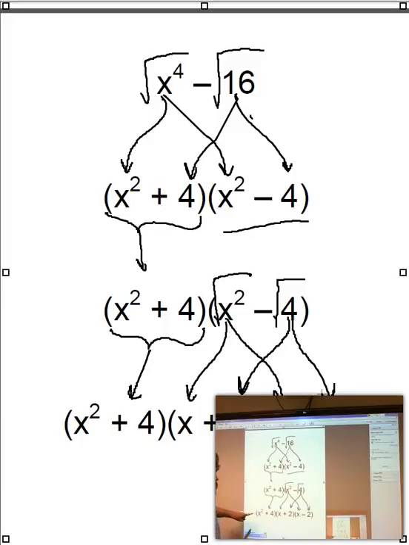And the complete factorization is the quantity x squared plus 4 multiplied by the quantity x plus 2 multiplied by the quantity x minus 2.